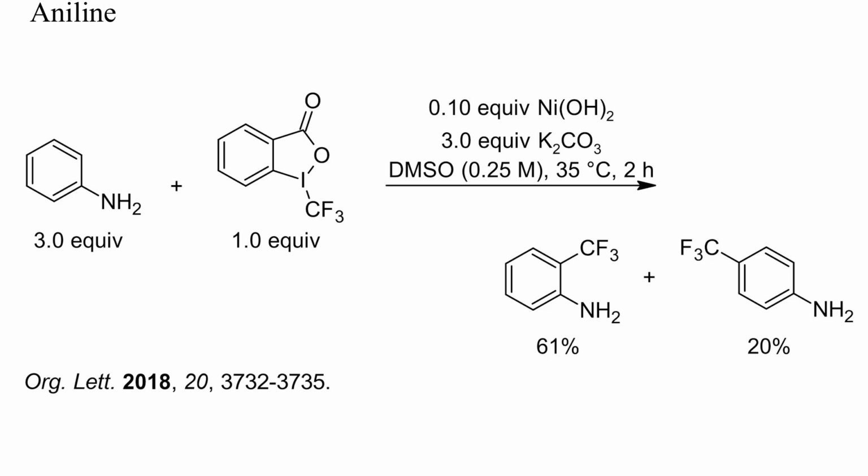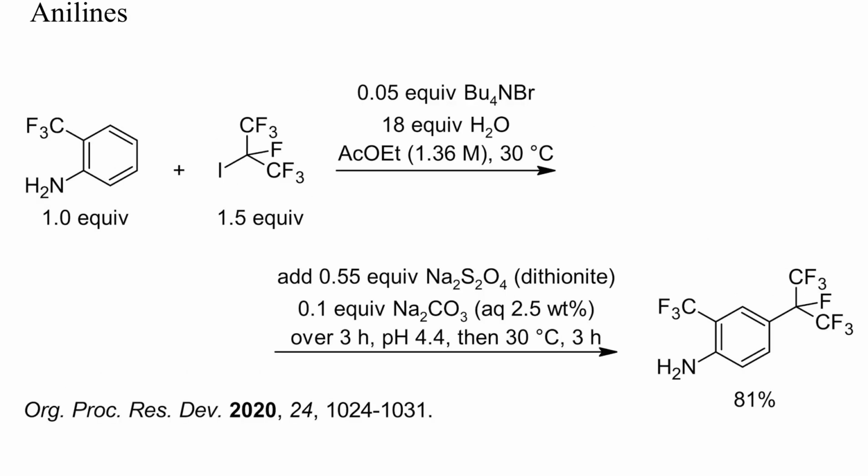Here, aniline was trifluoromethylated with an iodonium carboxylate and 10% of nickel hydroxide. The yield was high, but the regioselectivity was only low. With the sterically more demanding perfluorinated isopropyl iodide, a high yield of only one isomer resulted in this instance.